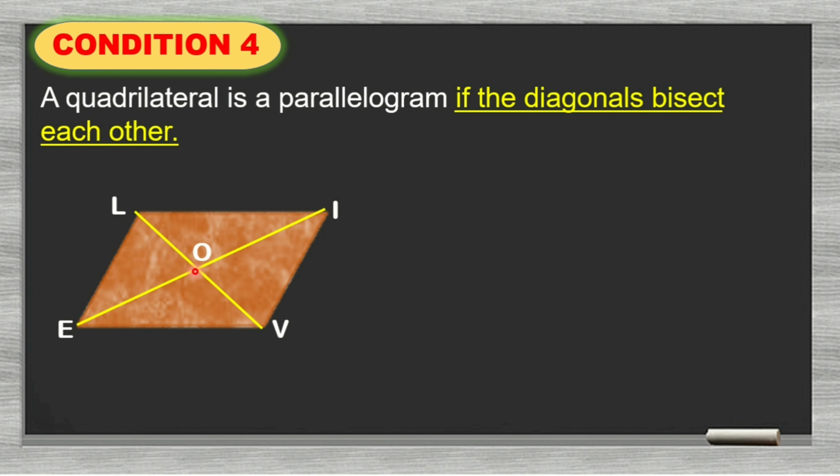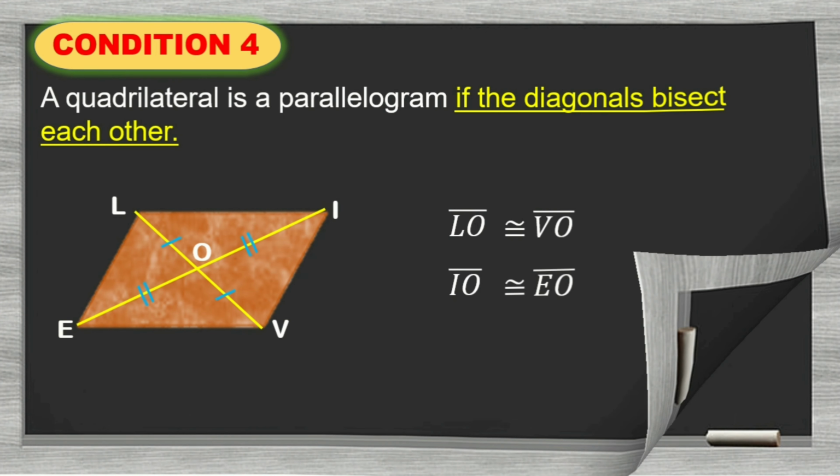Now, sabi sa condition number 4, diagonal LV and diagonal IE bisect each other. Kapag sinabi nating bisect, they divide each other into two congruent parts. Okay, so in short, yung segment LO at saka yung segment VO ay congruent. So, in notation, we have segment LO is congruent to segment VO. Ganun din ang segment IO at saka EO ay congruent. So, ito yung notation niya. Okay, so let's have an example.